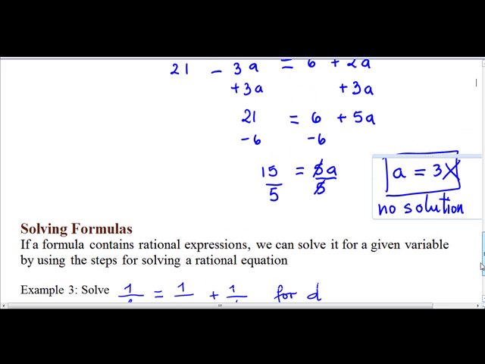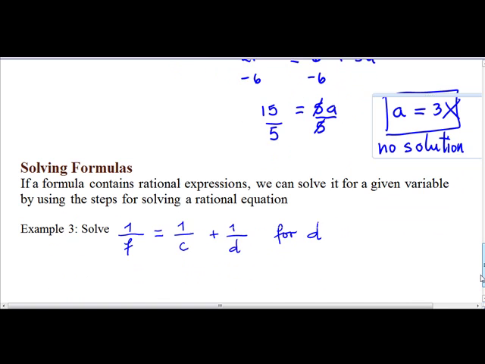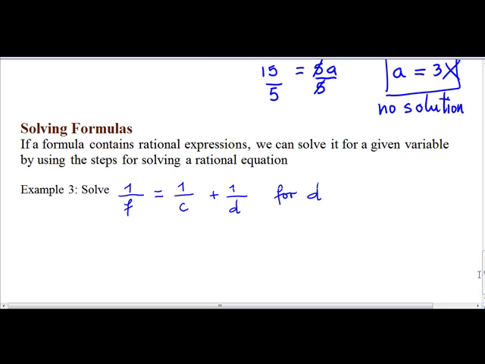Let's try the next example. Next example, we're going to learn about solving formulas. If a formula contains a rational expression, we can solve it for a given variable by using the steps for solving a rational equation. So let's look at example number 3. I have 1 over f equal to 1 over c plus 1 over d, and we want to solve for d.